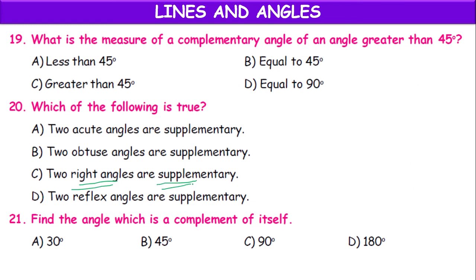Two right angles are supplementary. Right angle means 90 degrees. Two right angles: 90 plus 90 equals 180. So this is always true.